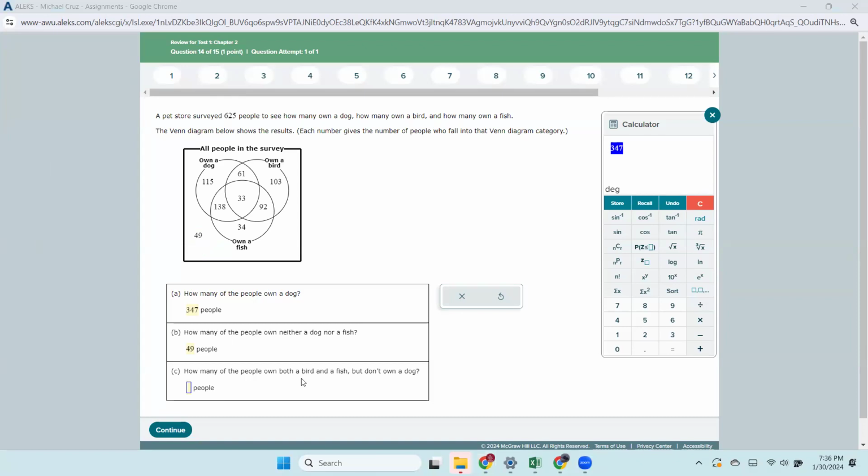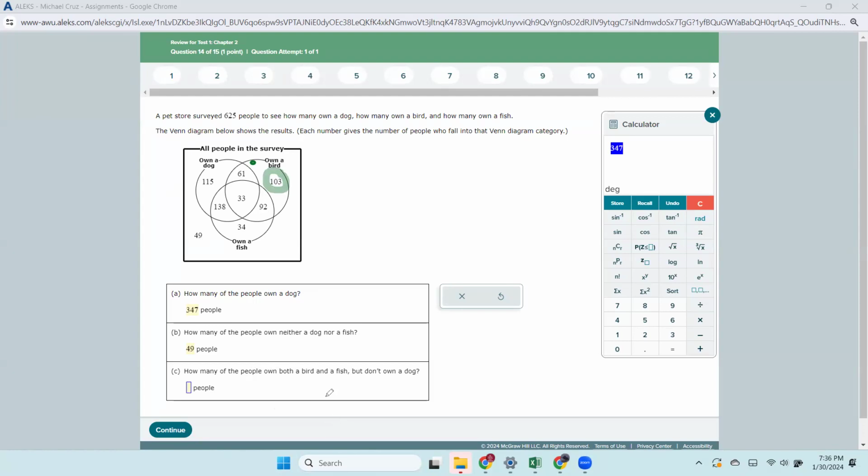So how many people own both a bird and a fish, but don't own a dog? I'm going to try to shade the region here. The people that own both a bird and a fish, but not a dog. 103 owns a bird, but not a fish.